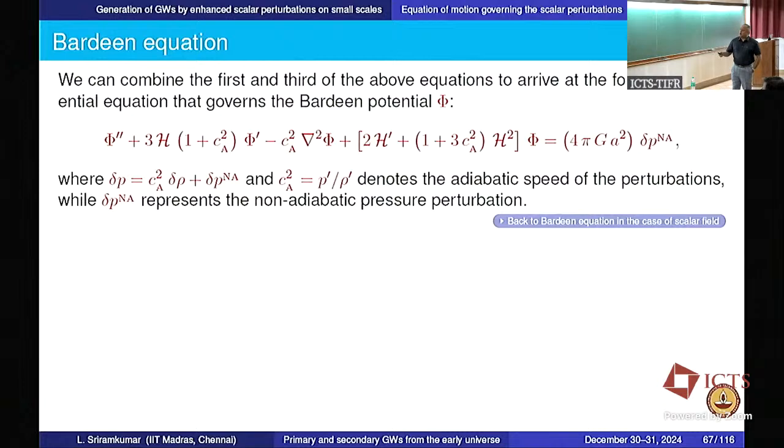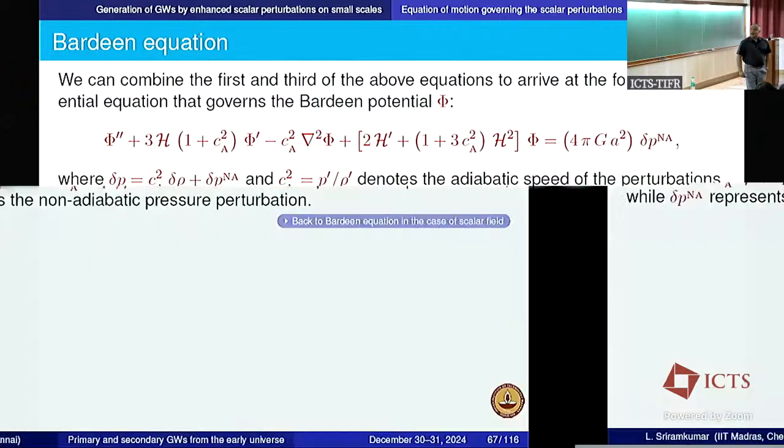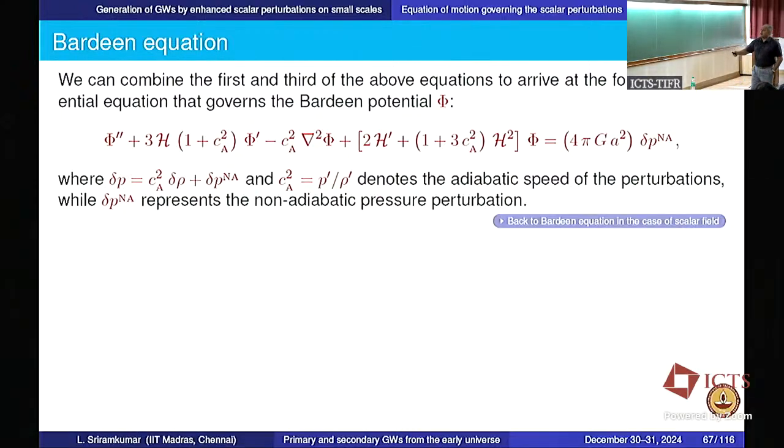Okay, and what essentially happens is that if you have a perfect fluid, this is often set to 0, or it has to be specified in some manner, and therefore the right-hand side will be 0 if you have a perfect fluid. Otherwise, this is essentially the equation governing the Bardeen potential, and for that reason it's called the Bardeen equation. And the c_a squared is what is known as the adiabatic speed of the perturbations. It is essentially P dot by rho dot, or P prime by rho prime. Given a background, you know P and rho, therefore you know c_a squared, you know script H, and you know everything here, and it's a matter of solving that equation.